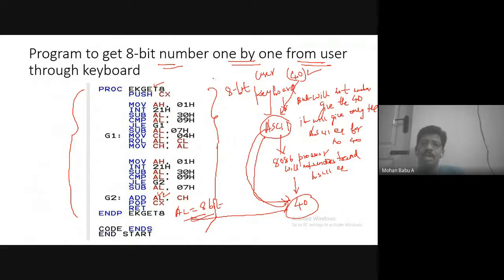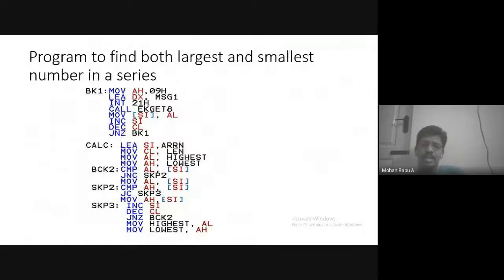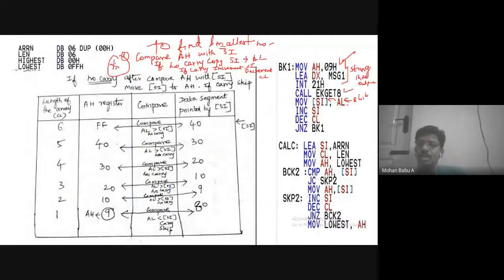If the user enters an 8-bit number, the user gives only the ASCII equivalent. To convert the ASCII equivalent back to the original number, we use this set of codes to get the values from the users. After converting the ASCII number back to the original number, we assign the result, the 8-bit number, to the AL register. After assigning the number to the AL register, this gives the value of AL to the program. Now the value of AL is an 8-bit number.